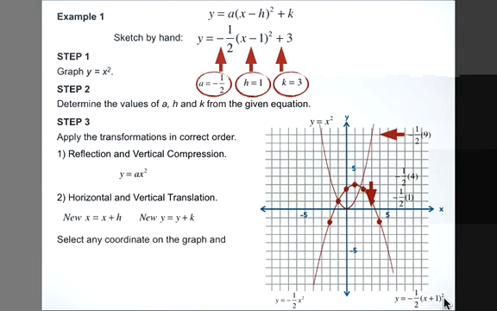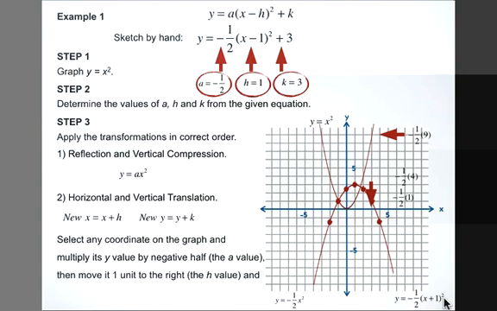Select any coordinate on the graph and multiply its y value by negative 1/2, the a value. Then move it 1 unit to the right, which is the h value, and then 3 units up, which is the k value. This is the process that we just completed in order to create this parabola. We started from y equals x squared, and now what we have here is y equals negative 1/2 times (x minus 1) squared plus 3.